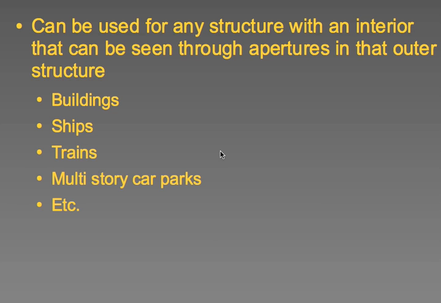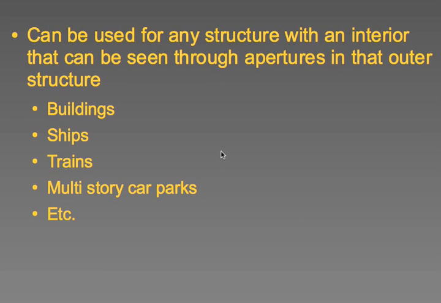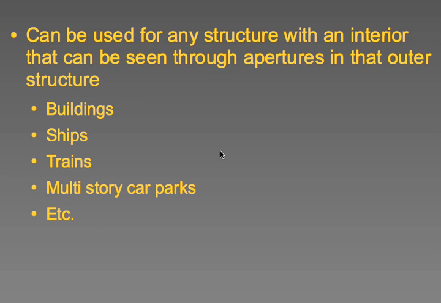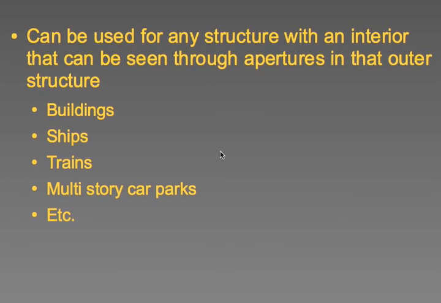Now, I've been talking about buildings, and that's how the idea was conceived, as a solution to the problem of the huge array of windows that you get when dealing with buildings. However, as I've written here, I'll just read this out: it can be used for any structure with an interior that can be seen through apertures in that outer structure. What that actually means is, if you have a LightWave object that has apertures in it, in the case of buildings that'll be the windows, and a structure that you want to see through that aperture, the vRoom plugin can be applied to that.